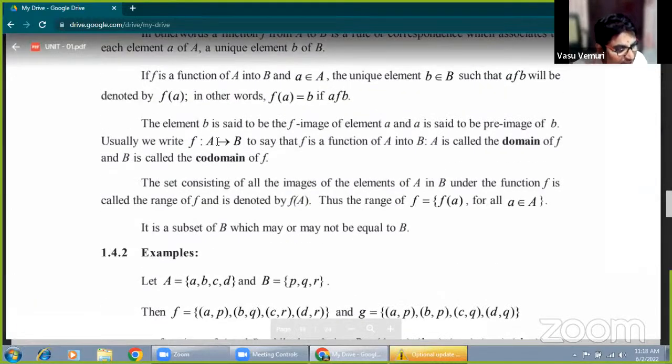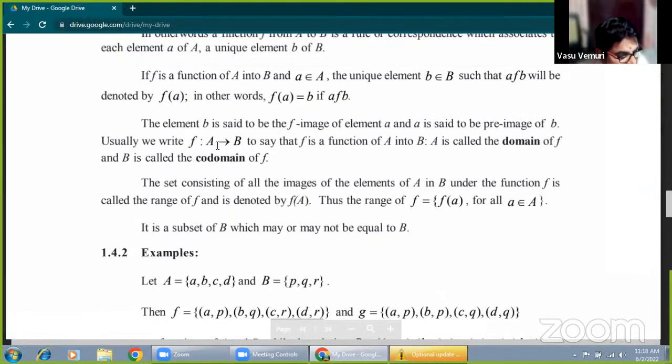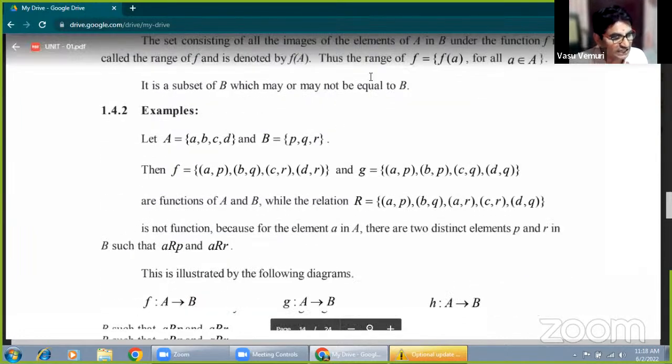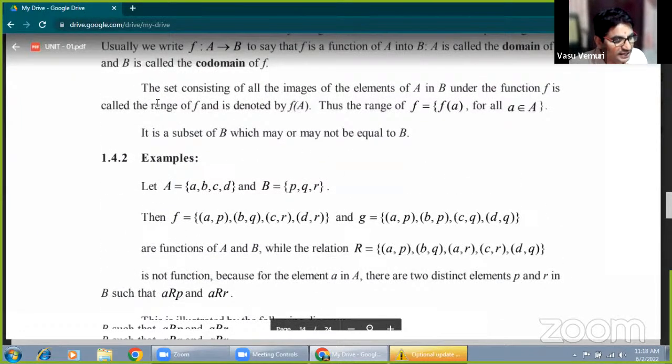In particular, in the relation, that function is denoted by F maps A to B. Here, A is the domain and B is the codomain of F. A is the domain of F and B is the codomain of F. That is the functional relation. Suppose that functional relation is denoted by here.